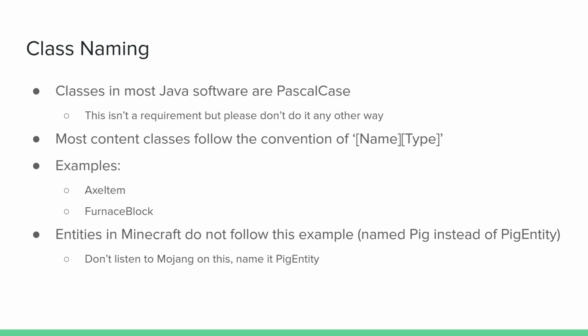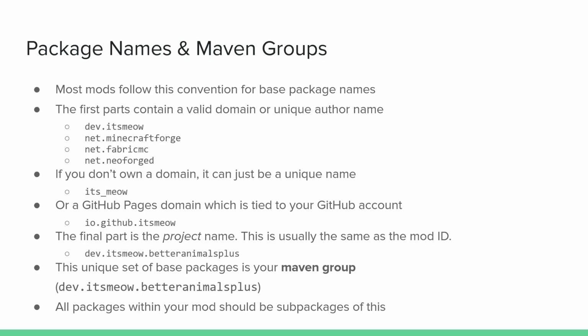Class naming. This is more of a Java thing. In Java, all classes are Pascal case. You can technically do not Pascal case, but please don't. Pascal case looks like that. Every word has a capital at the start. Most content classes, or just things in Minecraft, follow the convention of name and then type. So, for example, AxeItem, FurnaceBlock, PigEntity. Minecraft actually just calls them Pig for entities, but don't do that. Lightly weathered copper stairs, well, you don't actually write that out because that's just an instance of block technically.